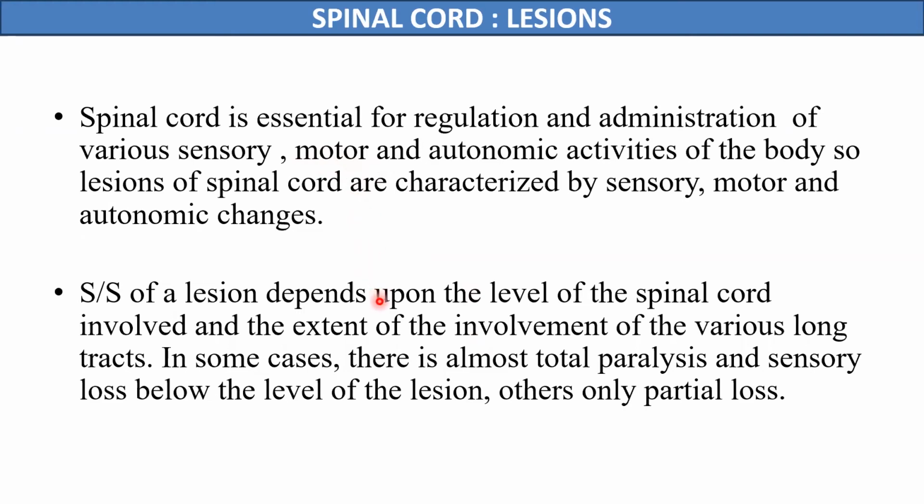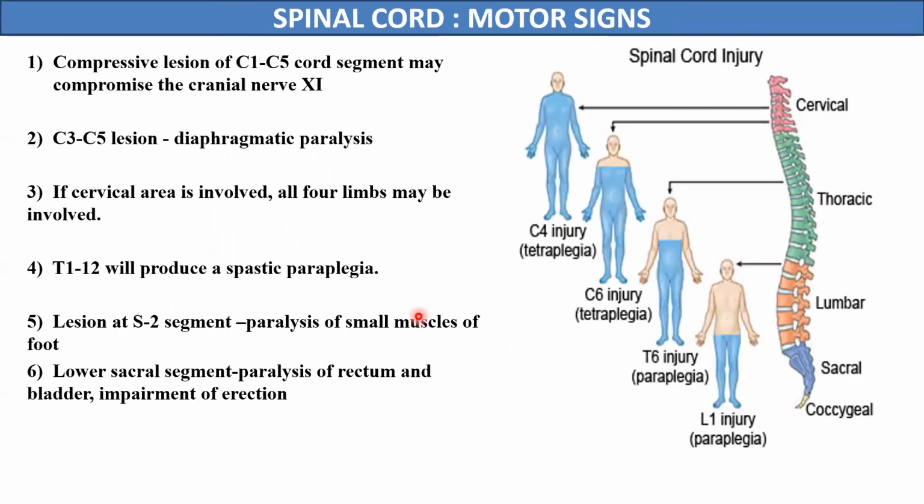Moreover, the signs and symptoms of a lesion will depend on the level at which the spinal cord is involved and also on the extent to which the various long tracts of the spinal cord are involved. For example, if a lesion occurs in the C3 to C5 segments of the spinal cord, it will lead to diaphragmatic paralysis and respiratory arrest because of involvement of the phrenic nerve nucleus. And moreover, if the lesion is in the cervical area, there can be paralysis of all four limbs, that is quadriplegia. But if a lesion occurs at the S2 segment of the spinal cord, it will result in paralysis of only the small muscles of the foot.